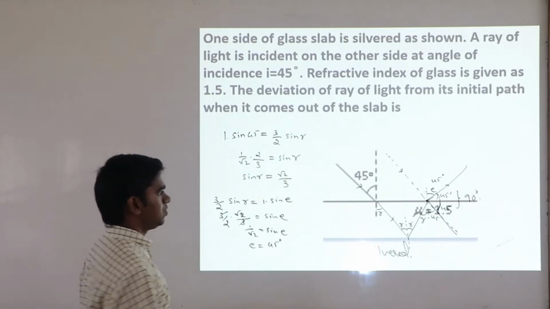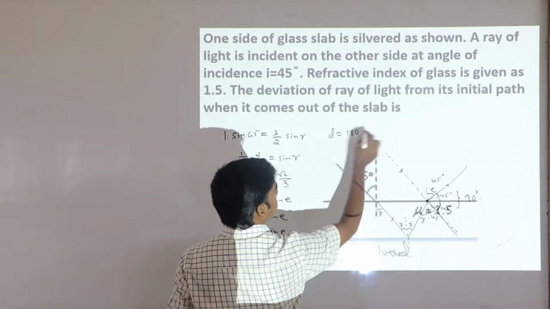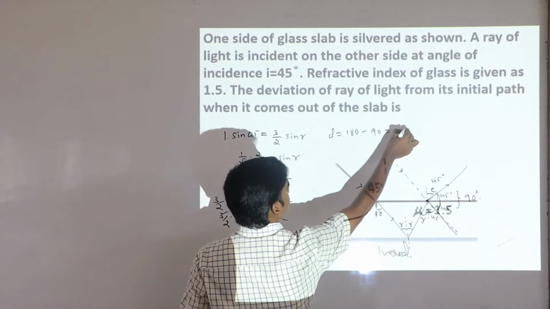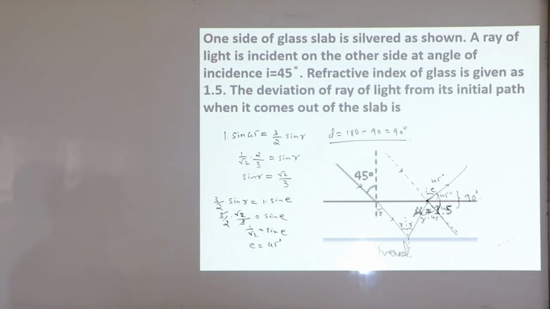Okay. So this is your answer. Deviation equals 180 minus 90, so equals 90 degrees. That is the deviation of the ray. Okay.